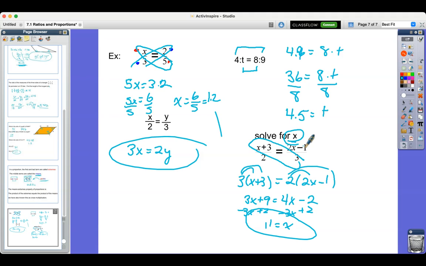This time we are solving for x, so be mindful of that. But hopefully that helps you out.